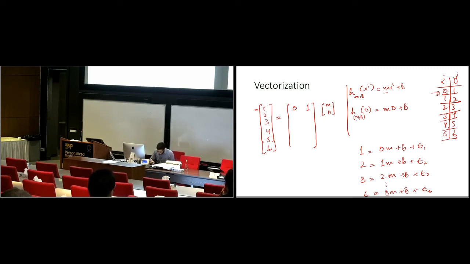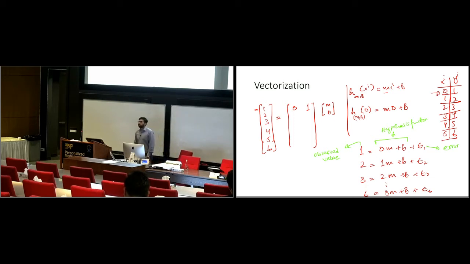So this is the observed value is equal to the hypothesis function plus error. Okay, does it make sense? If something is confusing, please raise your hand, because this is like the main contribution of today's lecture. If you can vectorize the system like this, it's very easy to solve it after that.